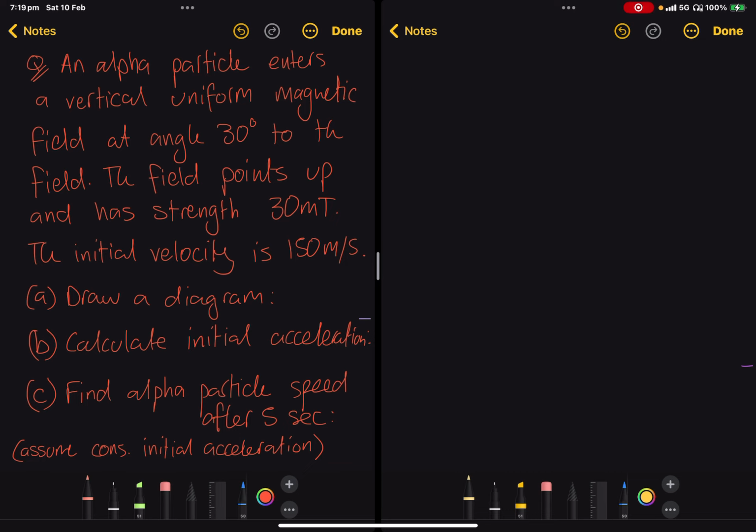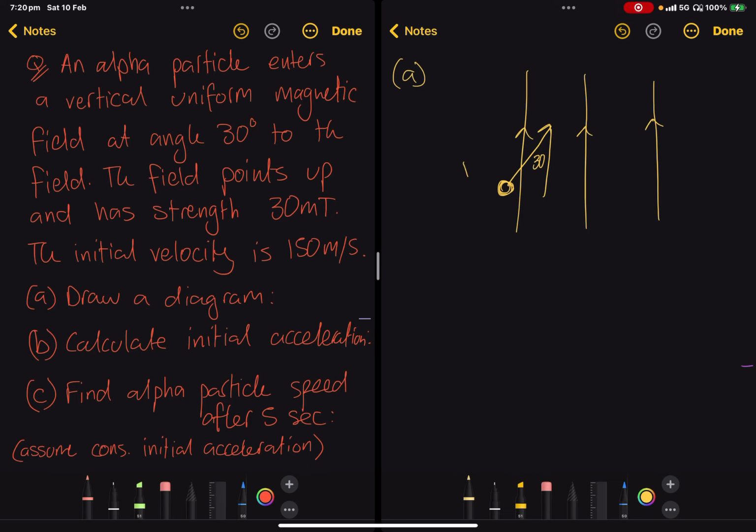So first we need to draw a diagram. We have a vertical uniform magnetic field and it points up. So we have a magnetic field and it goes up like this. Now we're told the particle enters at an angle 30 degrees to the field. There's a few different ways to interpret what this means, but the way we'll do it is something like the particle's here and it's entering this way so that this angle is 30.